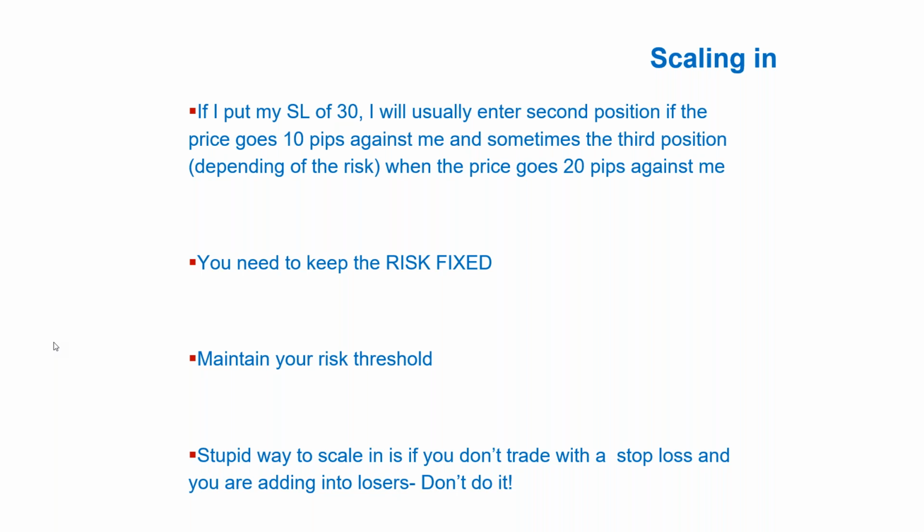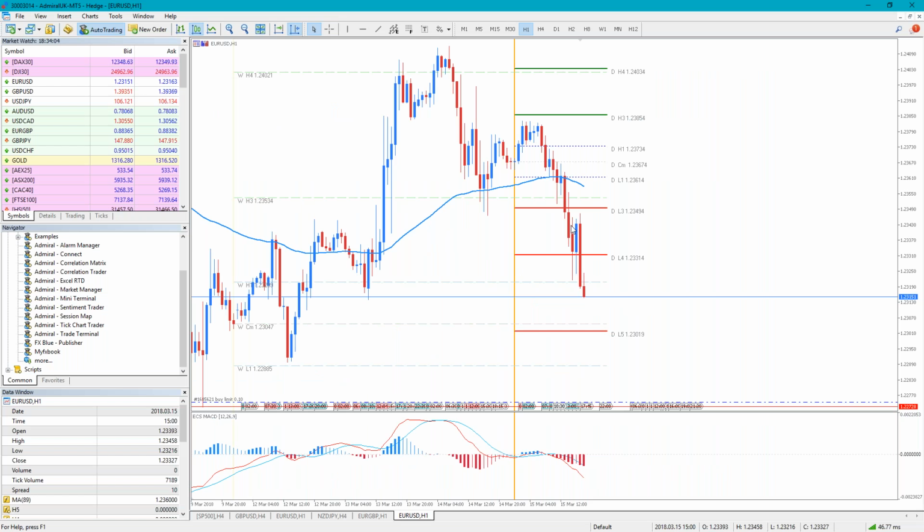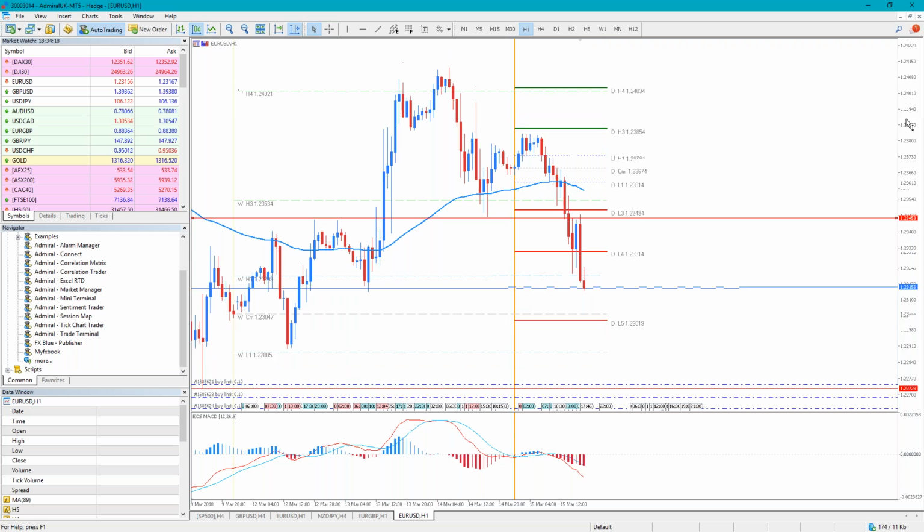Never ever chase the trade, okay? And the most stupid way to scale in is if you don't trade with a stop loss and you are adding into losers. So what would it mean is, for example, you entered a long trade here, but you don't know where your stop loss is, and the price keeps dropping, and you're just adding into your positions without any stop loss. That will probably kill your account soon.